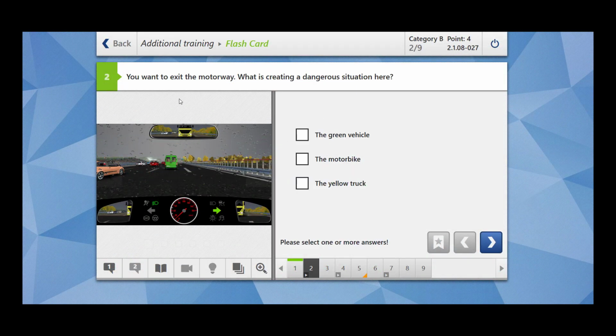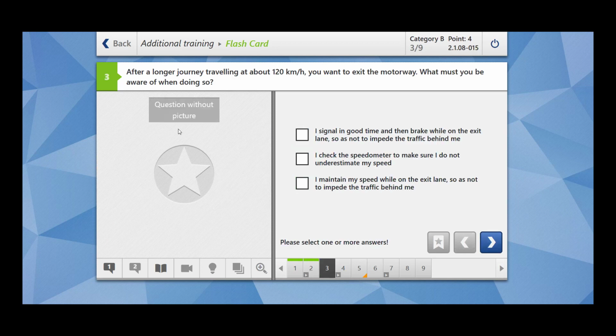So two problems. You want to exit the motorway. What is creating a dangerous situation here? The green vehicle? No, because the green vehicle is far ahead from you. The motorbike, of course, because the motorbike also wants to exit the autobahn. He has also given the indicator and we have seen the motorcyclist in the side mirror as well as in the center mirror. The yellow truck, no. The yellow truck is following you. Let's check our answer. Our answer is correct. Moving towards the next question.